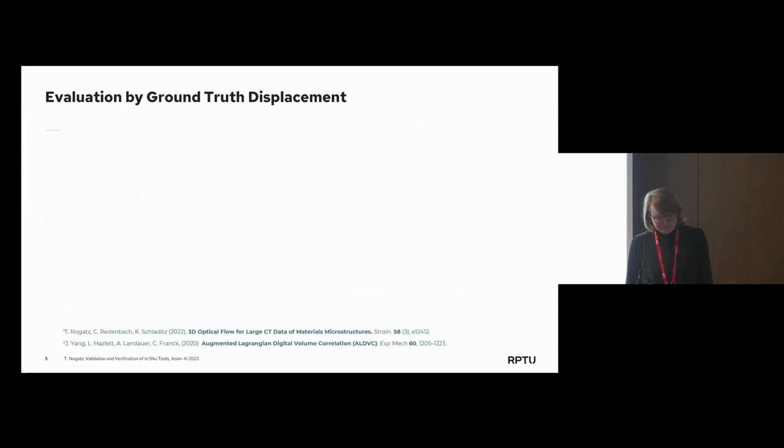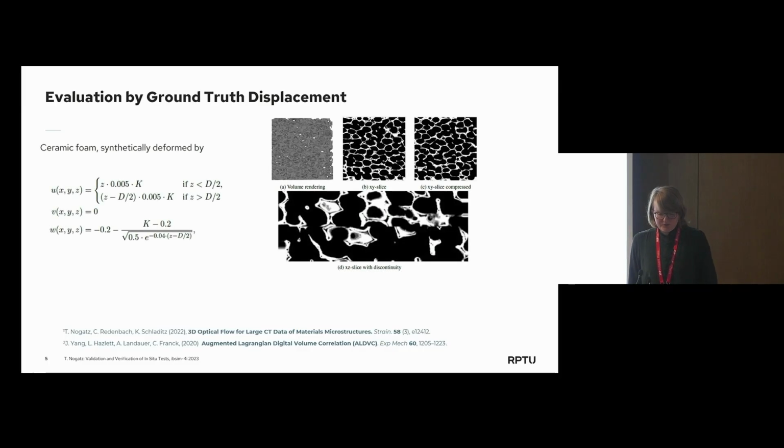The first one will be a completely synthetic one. So we use a real CT image. Of course, you can see it's denoised. It's a very nice one, nice contrast. But it's a foam, so a spatially sparse material, and therefore one of the challenging tasks in DVC. What we do is we introduce a completely synthetic displacement field consisting of 3 components.